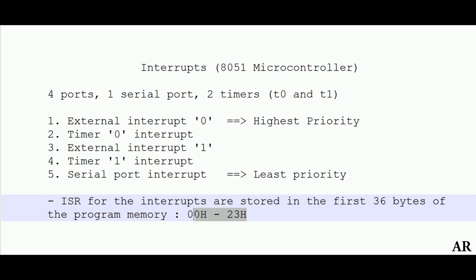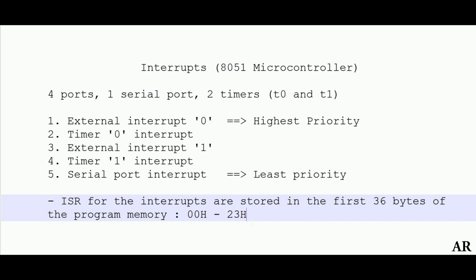Now, not exactly the ISR, but the addresses to the ISR, as we have seen in your 8086. We need not understand the code segment, because here we don't have segmentation, so in what manner the ISR is stored, we need not go into those details. We just have to understand that the ISRs for the interrupts are stored in the first 36 bytes, whose address ranges from 00 to 23H.